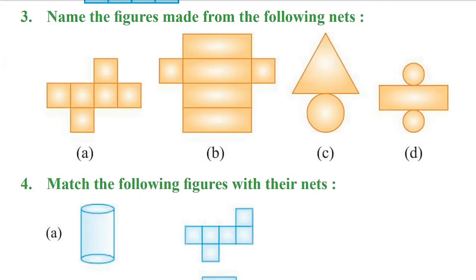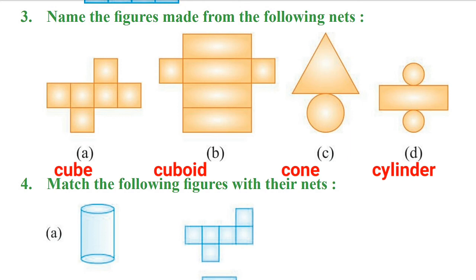Next, name the figures made from the following nets. We are given nets. So here you can see A part. Here we are given 6 pieces of square, so we can form a cube. In B part we have 4 rectangles and 2 squares, so we can form a cuboid using them.